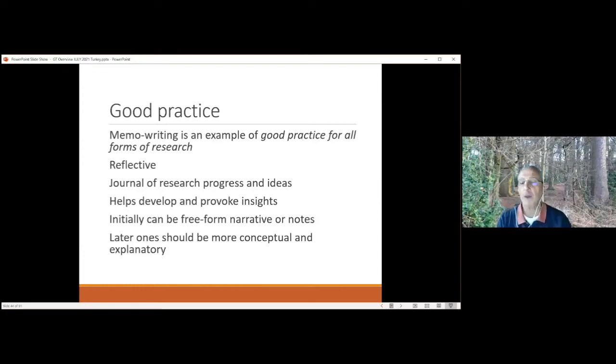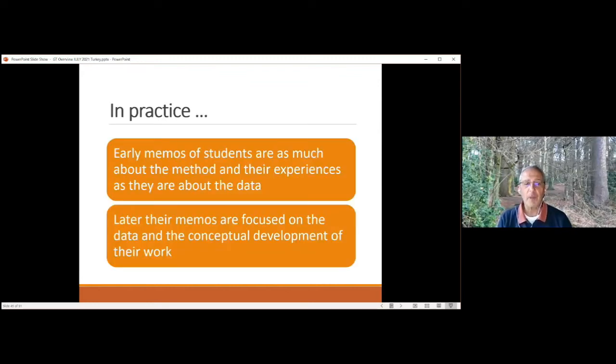And you may see, if you look at a lot of PhDs and even journal papers where grounded theory is being used, the researchers actually refer to their memos. They either quote an entire memo, or sometimes even put in an image of their memo to show what they were thinking. But some of them are very private, and they won't be shared. And what I found is that the early memos of students are very much them thinking, "Am I doing this method right? Is this the right way to do it? Is it going to work?" Once they get over that, their later memos, they've forgotten all of that, and it's all about their data and their concepts, developing this concept and so on.